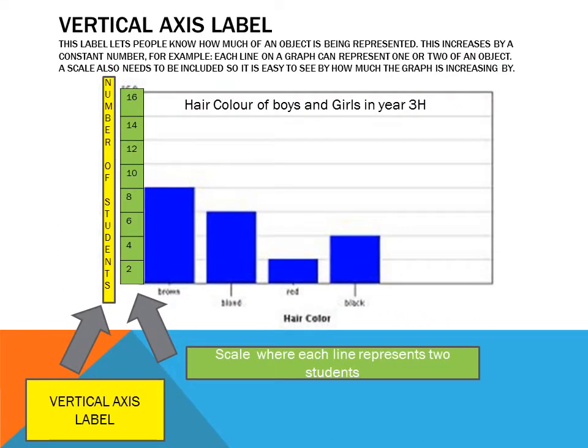Vertical axis label. This label lets people know how much of an object is being represented. This increases by a constant number. For example, each line on a graph can represent one or two of an object. A scale also needs to be included, so it is easy to see by how much the graph is increasing by. In this graph, the scale is every line represents 2 students.